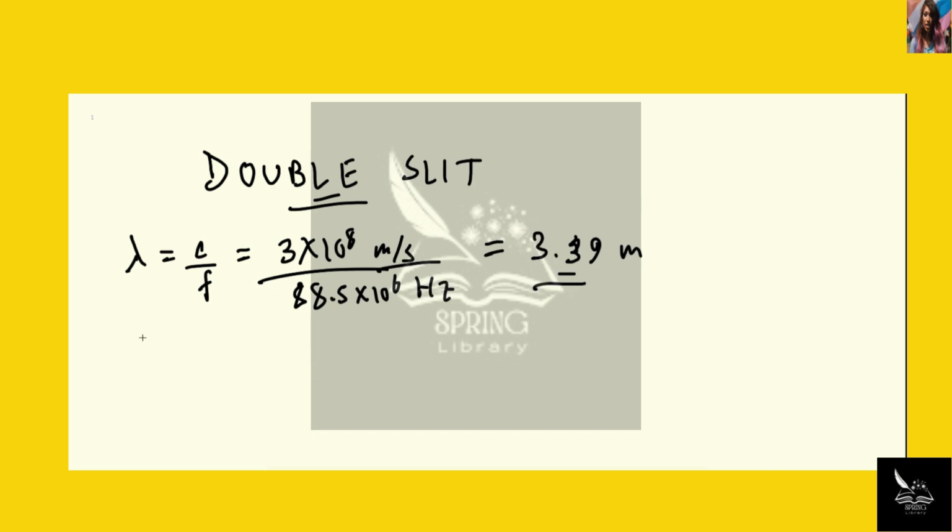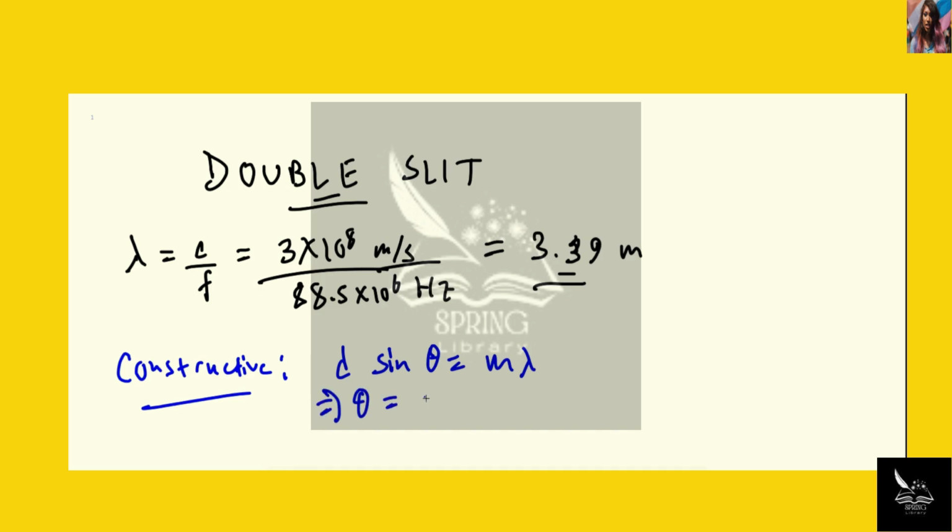Okay, so we have two cases, constructive and destructive interference. The maxima will occur in the constructive interference. In the case of constructive interference, I use blue ink here, we have d sine theta, and theta is what we have to find, equal to m lambda, m being the order. Therefore, theta is just the arc sine of m lambda over d.